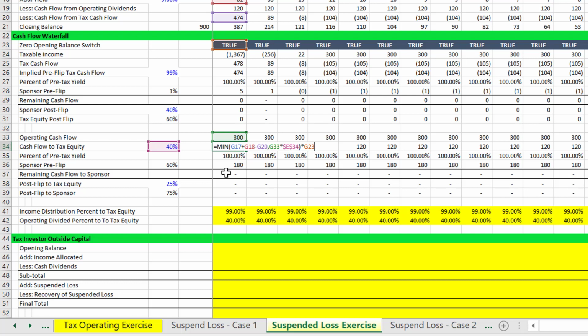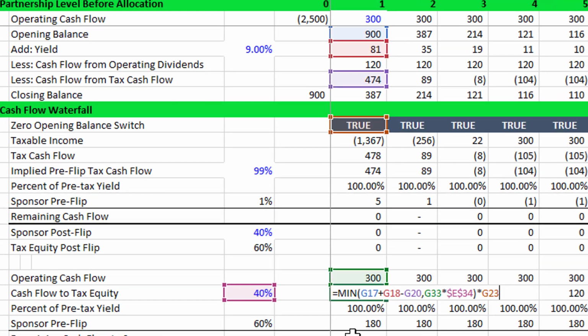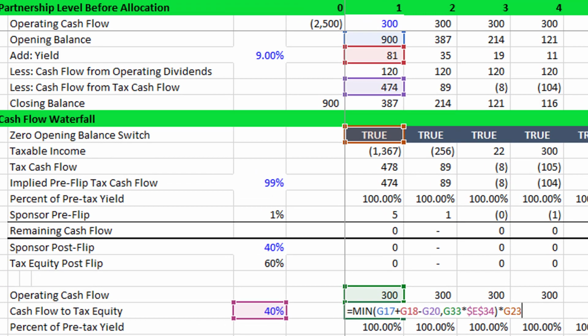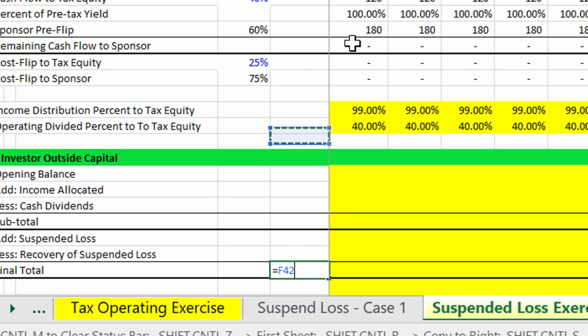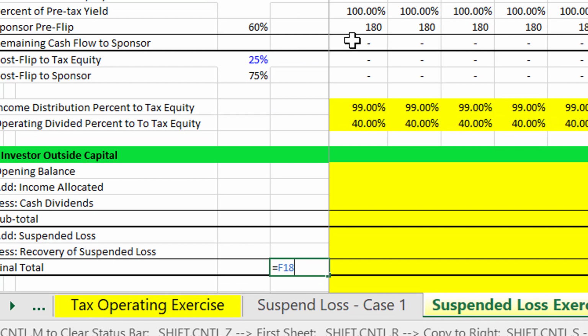No more pre-flip distribution when the opening balance is zero. That's all that says. Maybe that's almost too long as a function, but you need that one. Okay, so let's start with our closing balance. Always start any account with the closing balance.